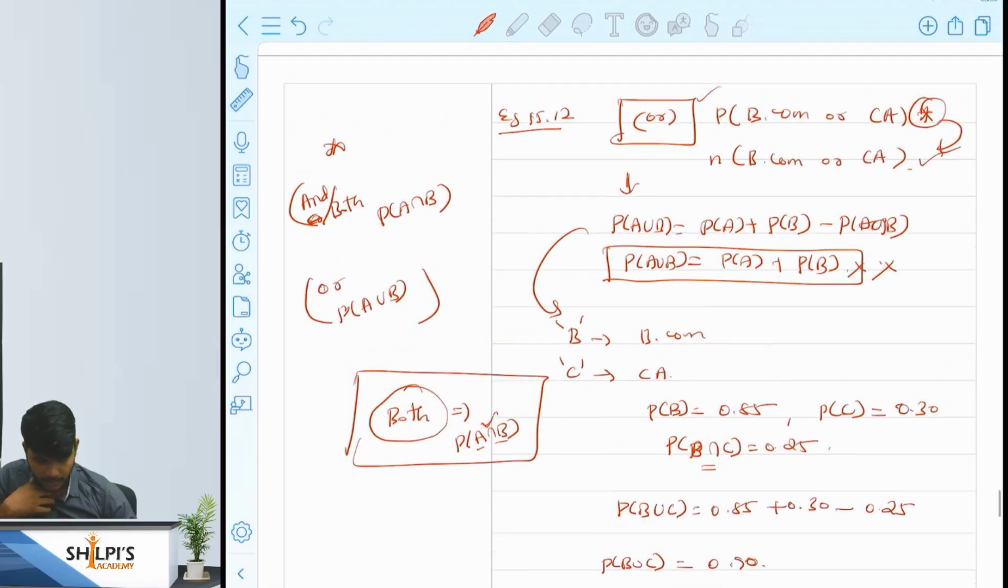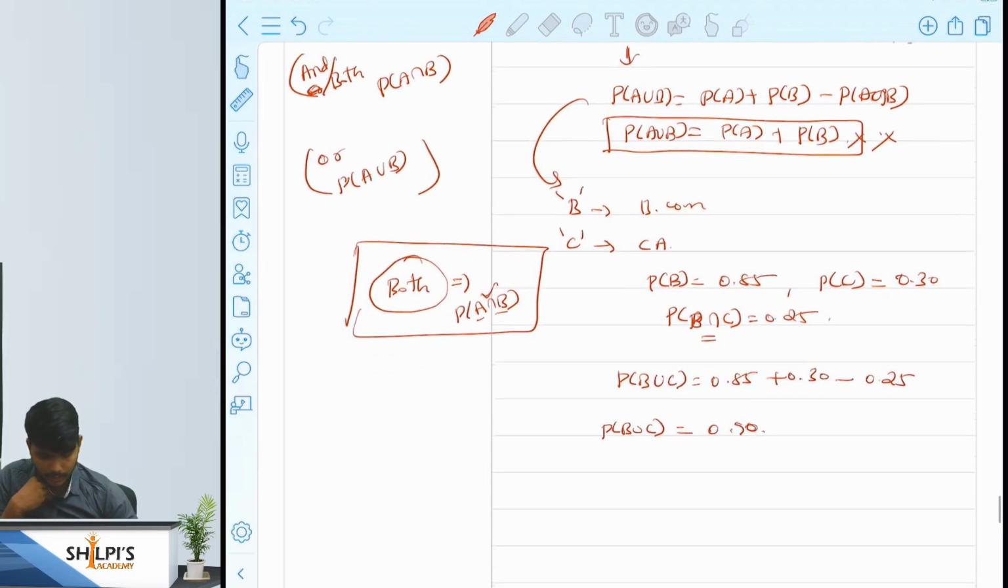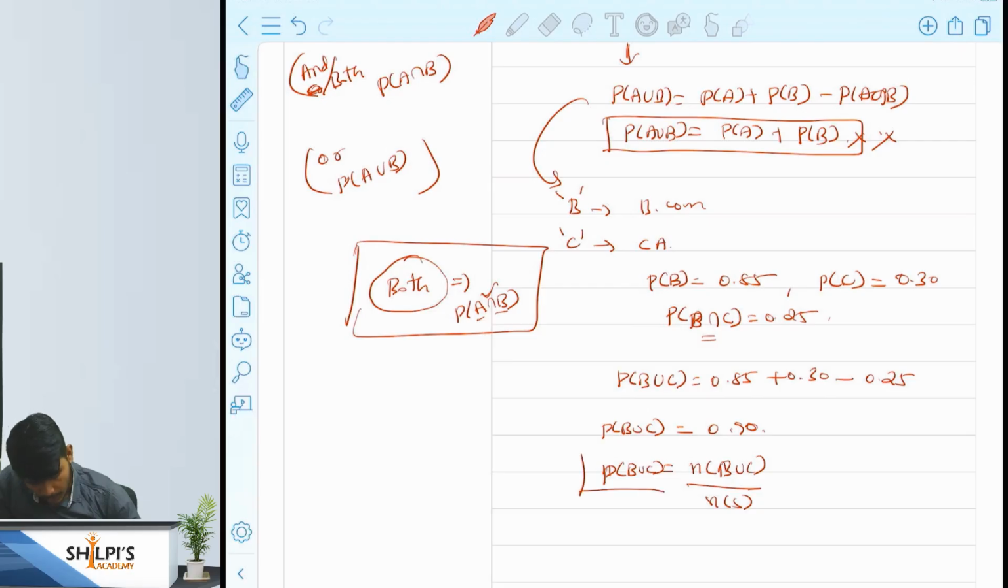As we discussed before, we have to find how many, not what the probability is. So to find how many, we can have a formula, right? For P of B union C, what will we write? N of B union C divided by N of S.